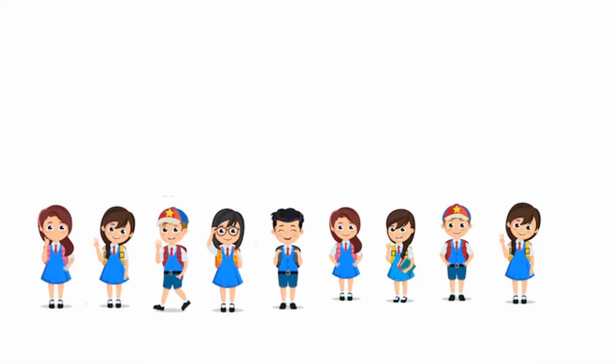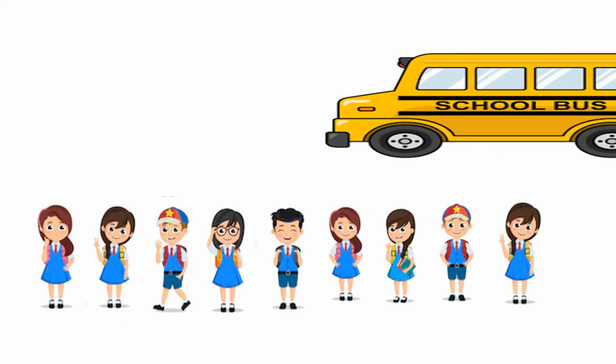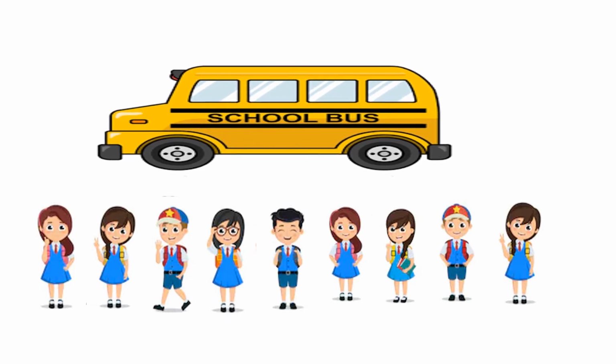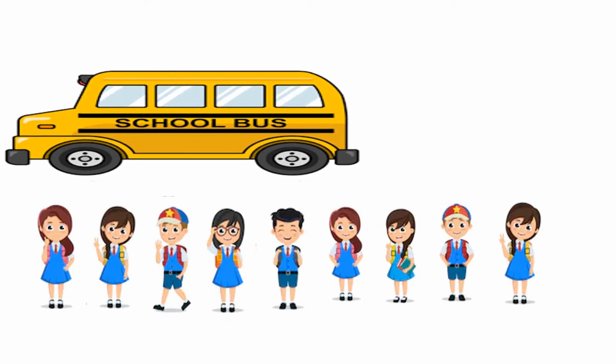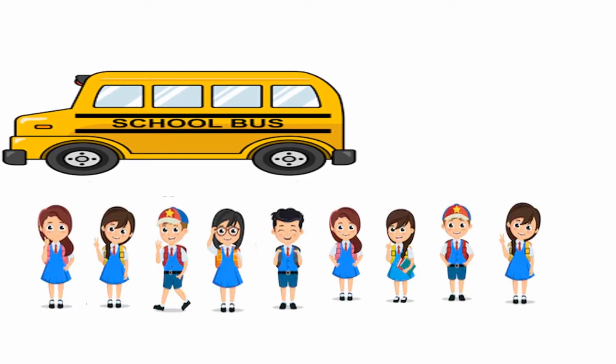Look here, children, there are a few kids who are ready. See, they are in their uniform. You know where they are going? Oh look, here comes the school bus. They are going on a picnic. You know, in this class there are a few students here. Can you count how many of them are there? Yes, there are 9 children.